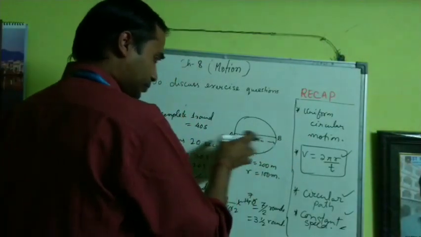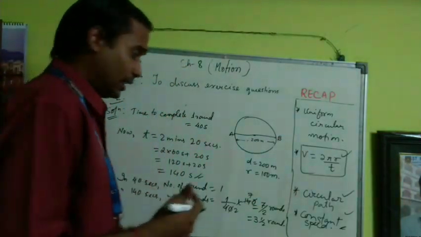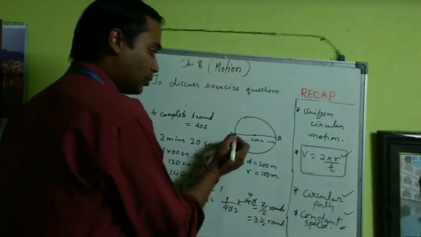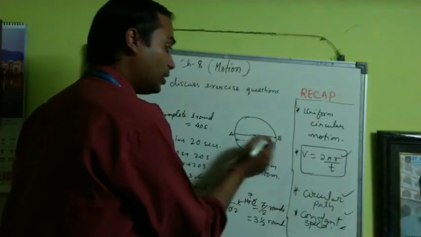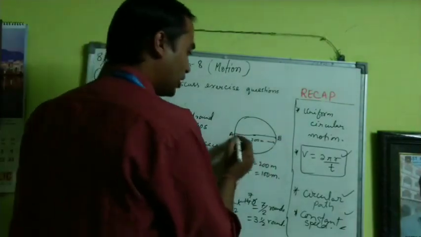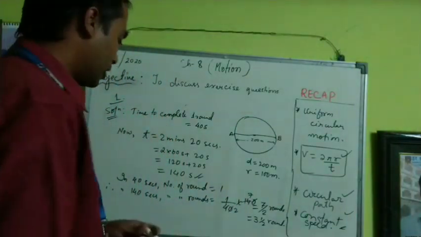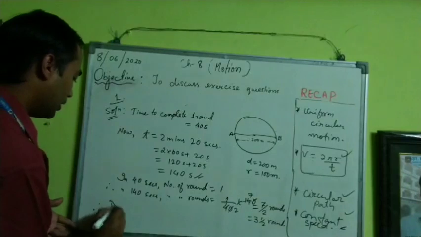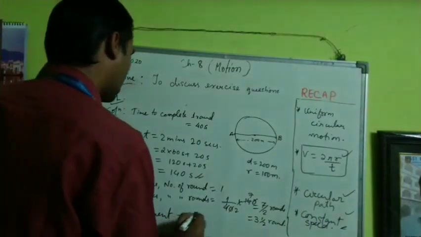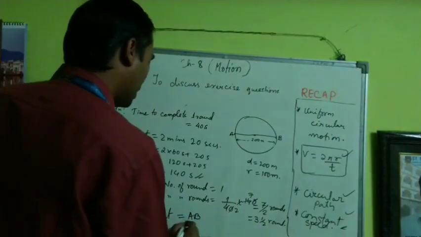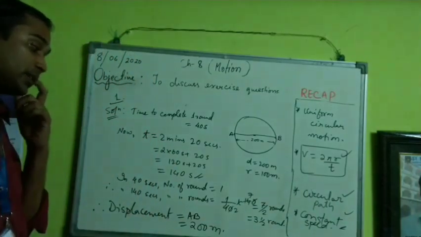From this diagram, it is clear that the displacement of the athlete will be AB. Why AB? Because we know displacement is the shortest distance from the initial point to the final point, and here the shortest path is of course the diameter itself. So therefore displacement is equal to AB, and AB is nothing but your diameter. So this gives you 200 meter. So here displacement is 200 meter.